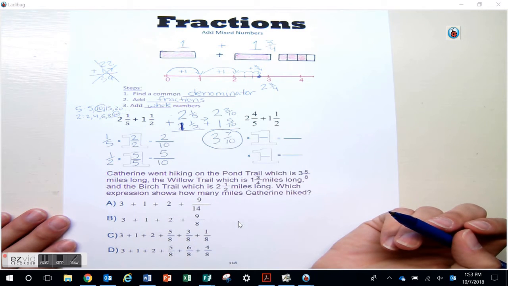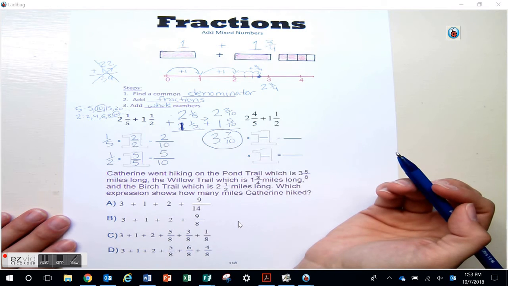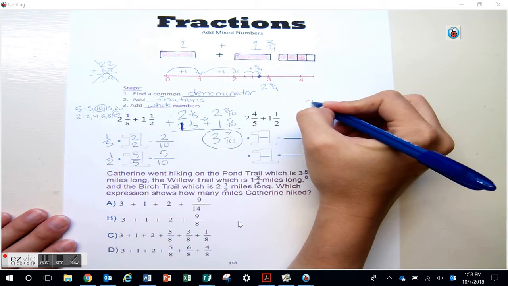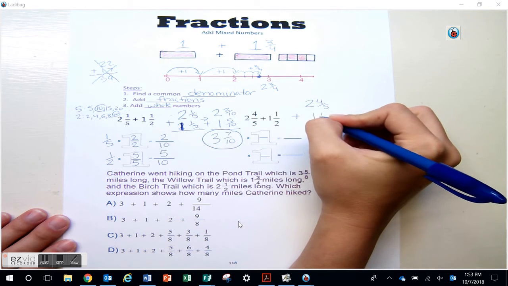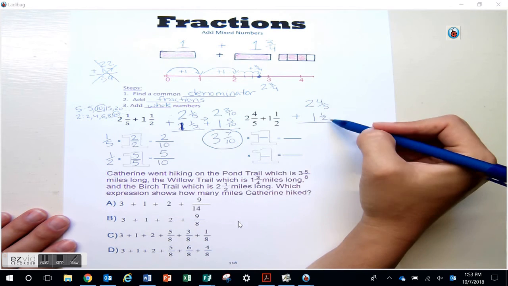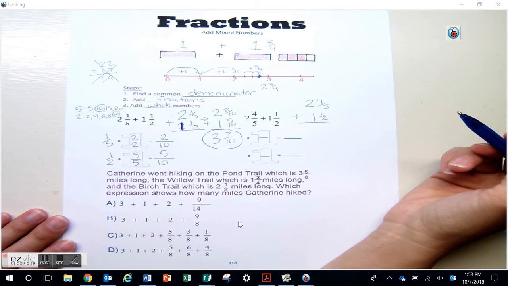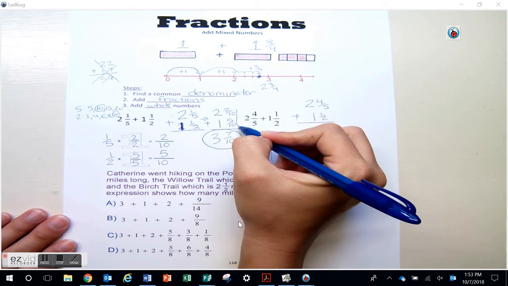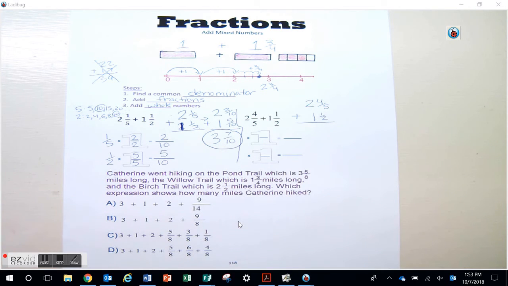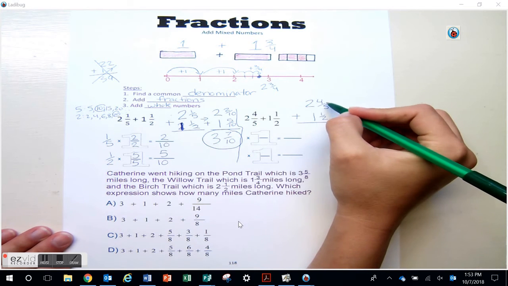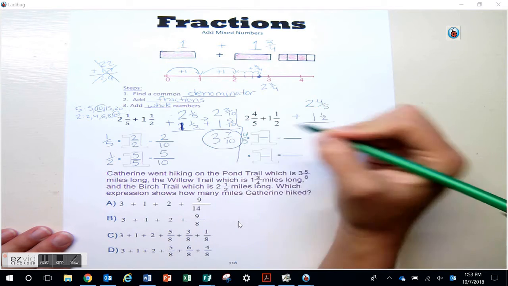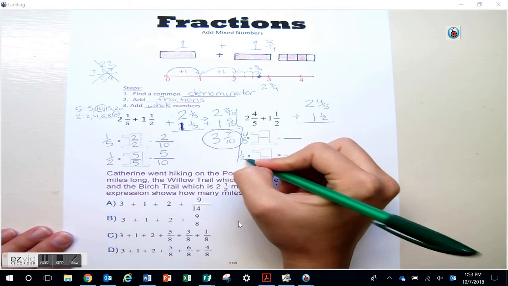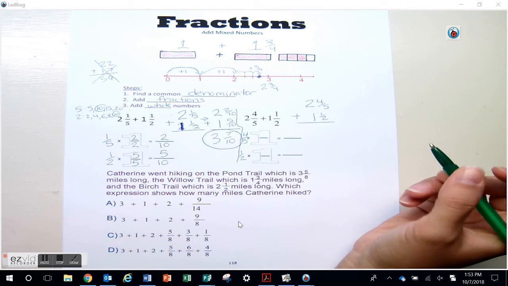Let's go ahead and rewrite this vertically so that we can solve it. 2 4/5 plus 1 1/2. As of right now, I cannot add those fractions, so I'm going to have to find a common denominator. So I want to change, just the fraction piece is fine. I'm going to change that 4/5 and going to change that 1/2.